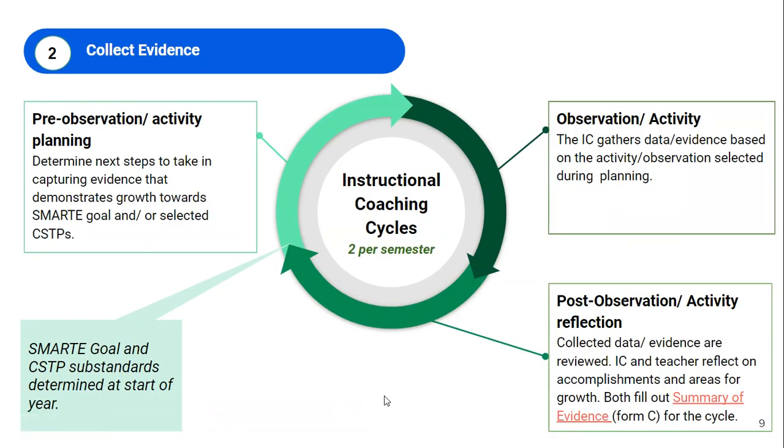This is what an instructional coaching cycle can look like. There are typically 3 meetings in the cycle with the instructional coach. There's usually a pre-observation or activity planning meeting, followed by an observation or an inquiry activity, such as analysis of student work. And then finally, there's a post-observation reflection, where the instructional coach and the teacher talk about what they've discovered and identify next steps.